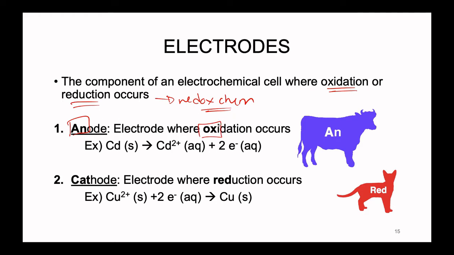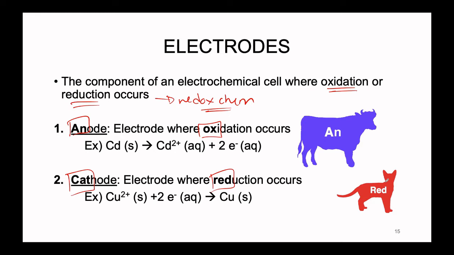I've bolded these letters and also outlined them because the way we conventionally teach people to remember that the anode is where oxidation occurs is that right here we can see a picture of a blue ox. The cathode is where reduction occurs, and on the right we can see a red cat. So, an ox, red cat. It's a cute little way to remember that the anode is where oxidation is occurring and the cathode is where reduction is occurring.